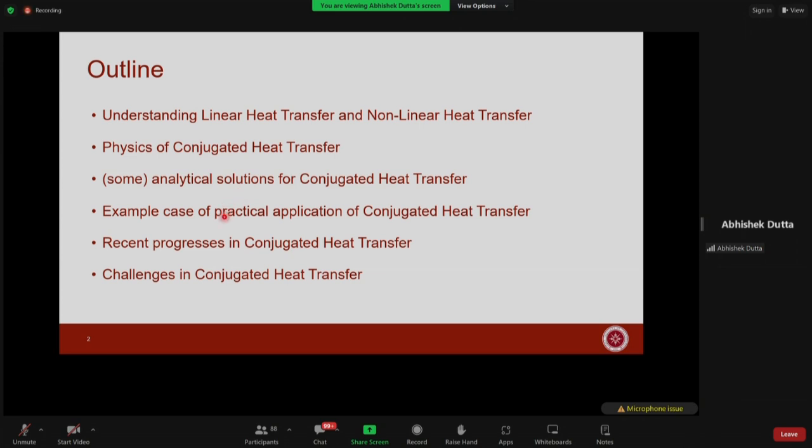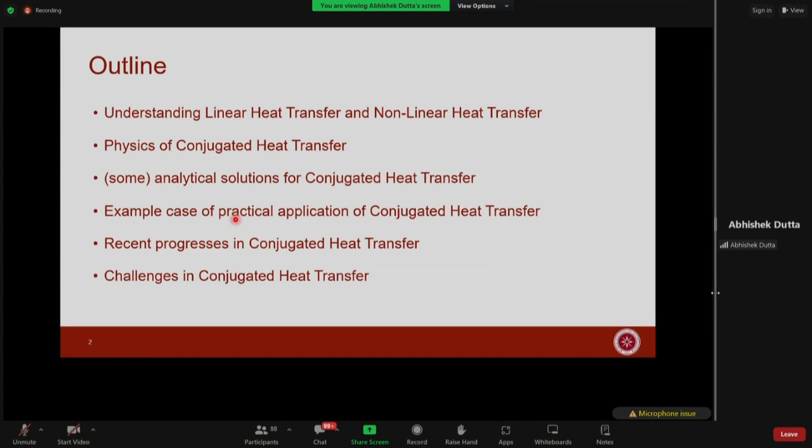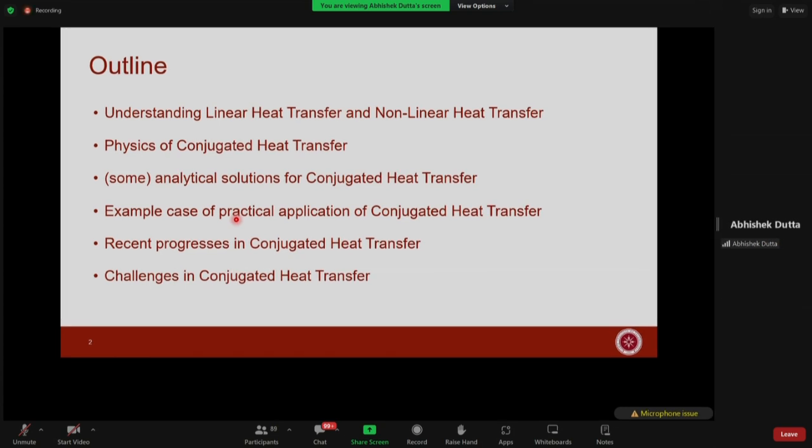And an example case of one practical application of conjugated heat transfer, for which I found a very easily explainable paper, which is very important. When you are starting with something more complicated like this topic, it is always best to start with something very easy rather than start with something very complicated and waste your time and energy trying to understand that topic. Then we'll discuss the recent progress in heat transfer and some challenges in CHT, or conjugated heat transfer.